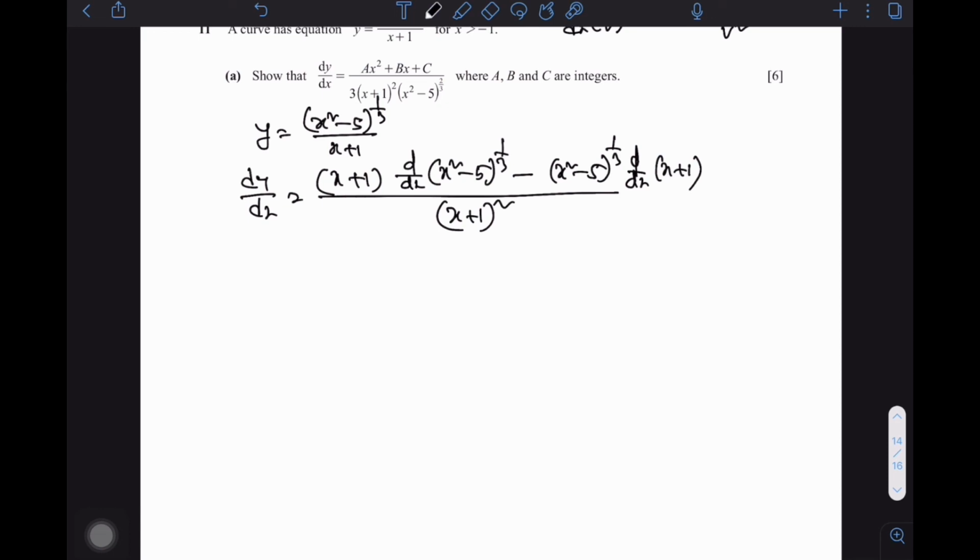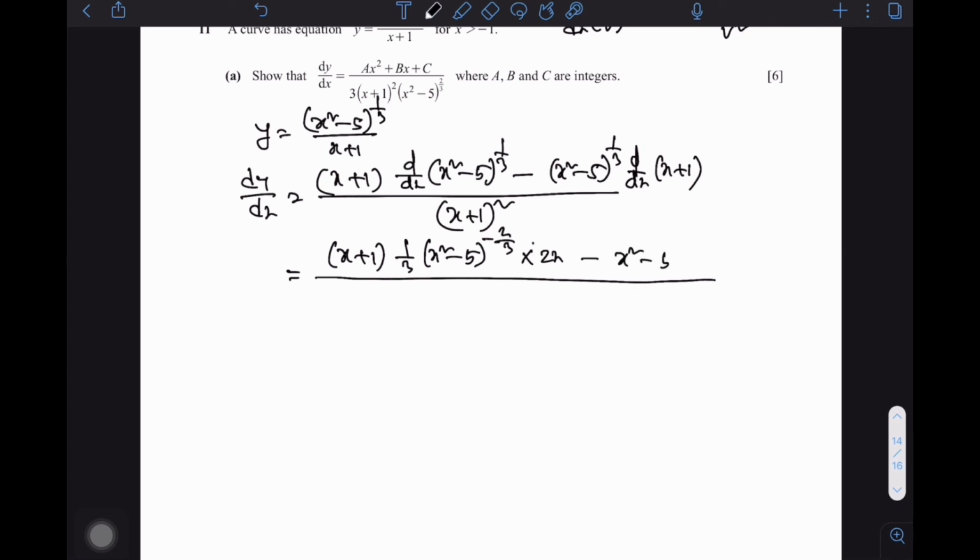Now, the chain rule must be applied here, but be careful. We always like to make mistakes applying the chain rule. Suppose this is 1/3 (x² - 5)^(1/3 - 1), that is -2/3, and according to the chain rule we can write here 2x, minus (x² - 5)^(1/3), and the derivative of x is 1, of 1 is 0. So let me keep the rest of the things same.